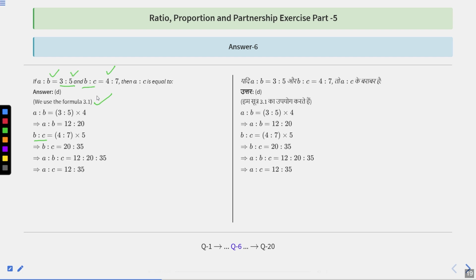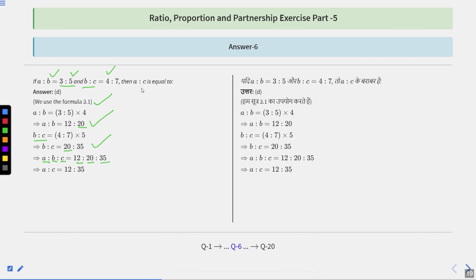So how can we make them equal? Multiplying 4 in the first ratio and multiplying 5 in the second ratio. So B ratio C becomes 20:35 and A ratio B becomes 12:20. So B is equal: in the first ratio it is 20 and in the second ratio it is 20. So we can write A ratio B ratio C equals 12:20:35.